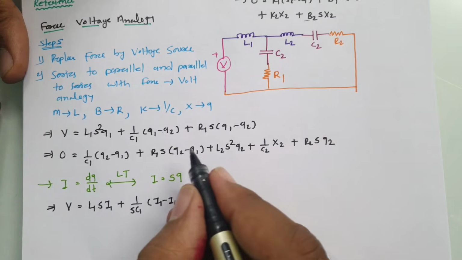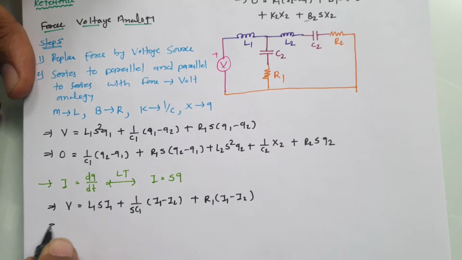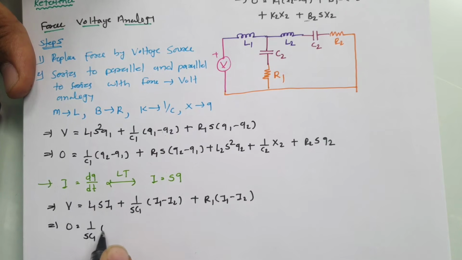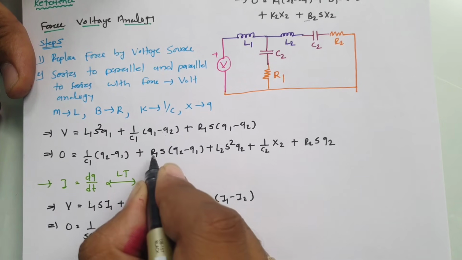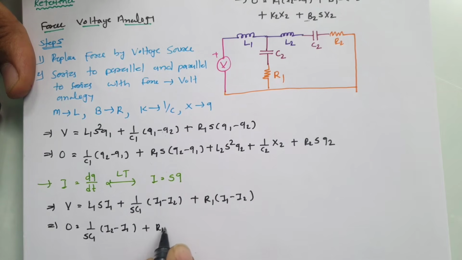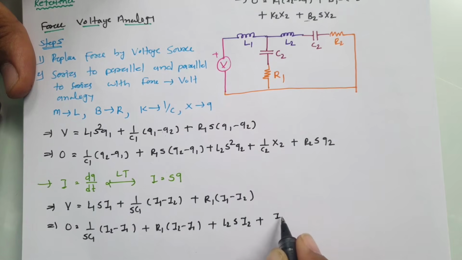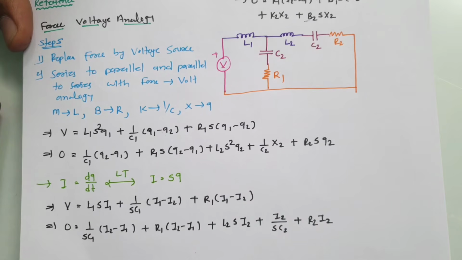And similarly we can have the second equation. That will be 0 equals 1 by SC1 into I2 minus I1, plus R1 into I2 minus I1, plus L2S I2, plus I2 divided by SC2, plus R2 into I2. So these two equations are there with us.